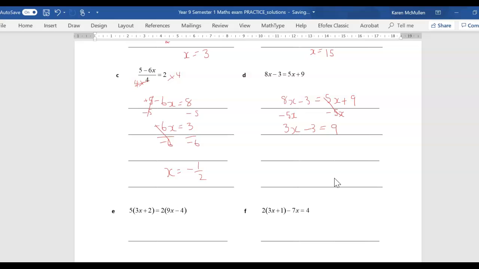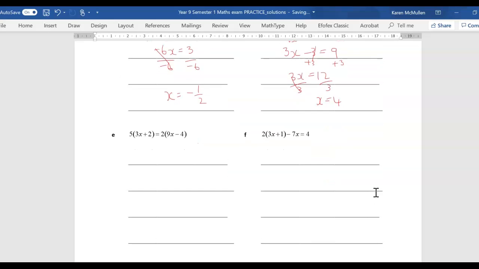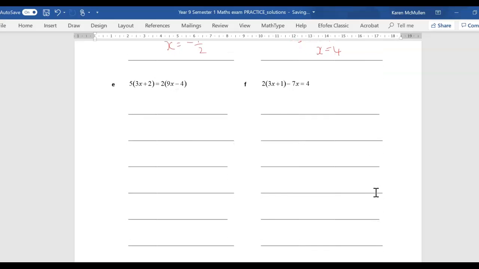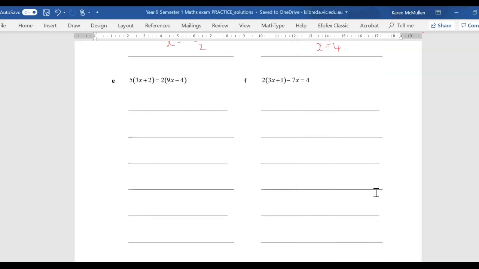All right, so now we're left with 3x minus 3 equals 9. So I'm going to get rid of that negative 3 by adding 3 to both sides. So we're left with 3x equals 12, and then divide both sides by 3. So x is equal to 4. And again, you can check your answer by substituting it into your equation. All right, question E. So we've got brackets now. So let's just expand the bracket.